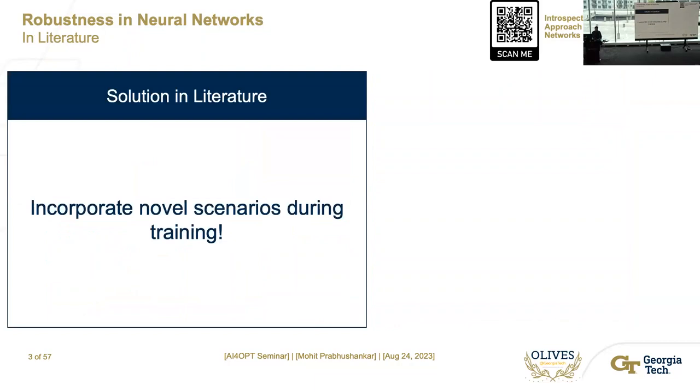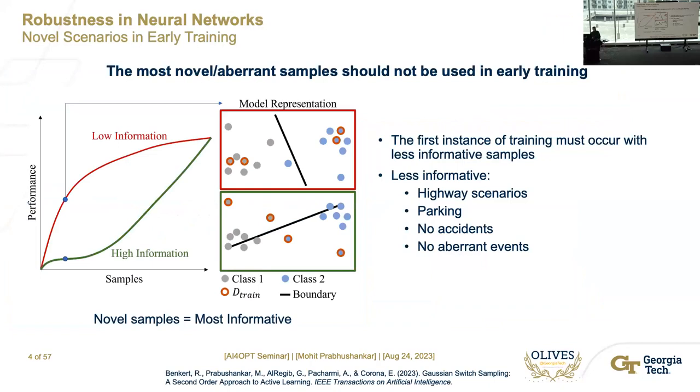Now, how do we train neural networks to overcome these deficiencies? Well, the solution is that we have to include these kinds of novel scenarios during training. That has been the holy grail of most research in terms of how we try to overcome robustness. But recently there have been quite a few cases made against this kind of setting. For instance, at what phase of neural network training do we add these novel scenarios and this novel data? Let's say in an active learning setting, and by active learning, I mean that initially we have a small amount of data, then we keep on increasing this amount of data.